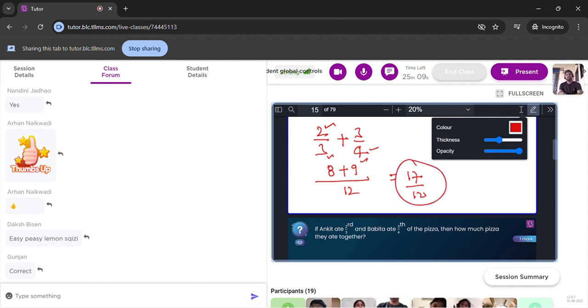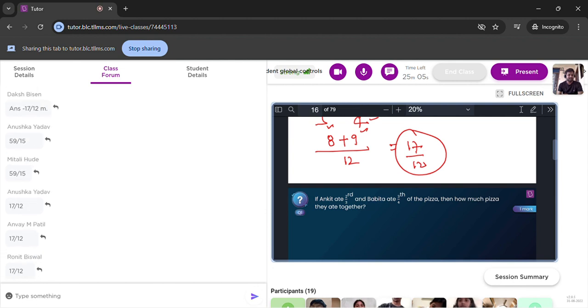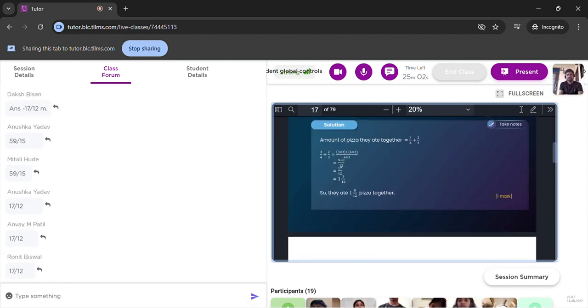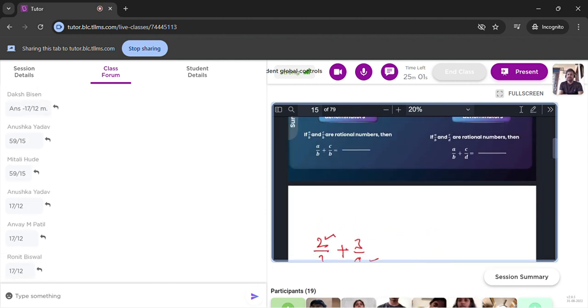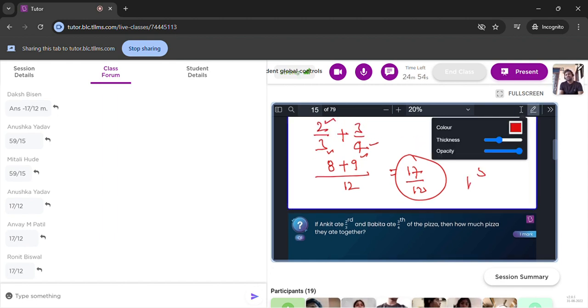So its answer will be 17 divided by 12. Okay, good. 17 divided by 12 is an improper fraction, so you can also write it as a mixed fraction: 1 whole 5 by 12.